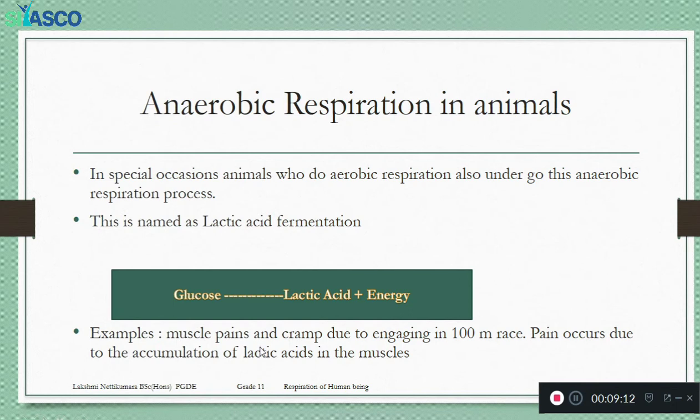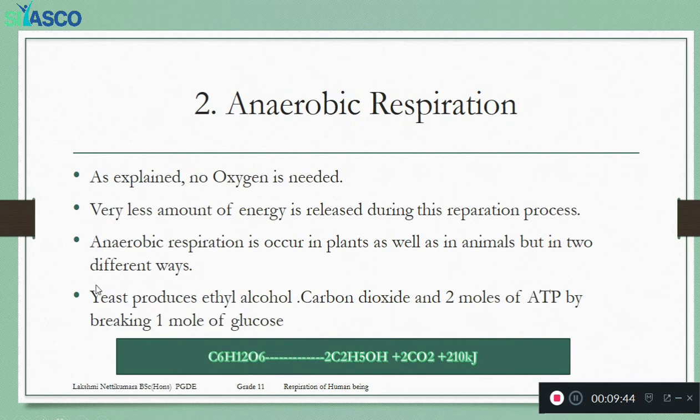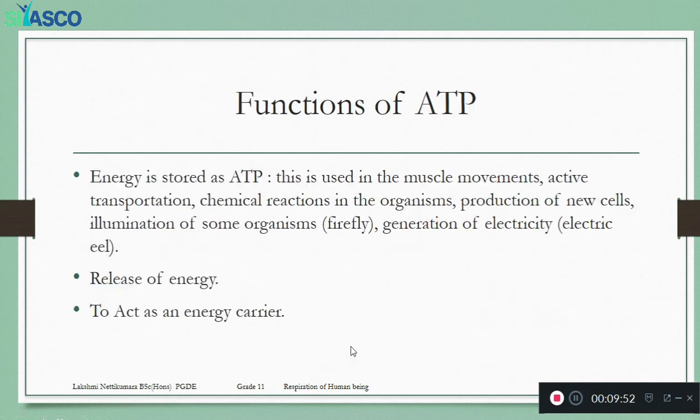For example, muscle pains and cramps due to engaging in a 100-meter race. This pain occurs due to the accumulation of lactic acid. Accumulation means getting together, collected. More and more lactic acid collected in the muscles gives pain, resulting in muscle cramp. So anaerobic respiration in animals forms lactic acid, while in yeast and other plants it produces ethyl alcohol.